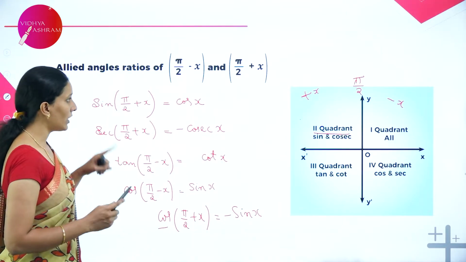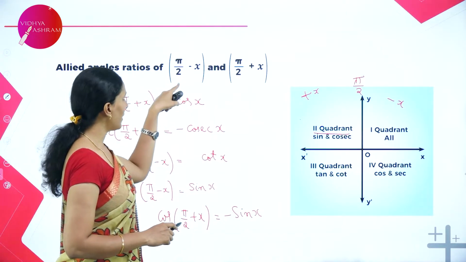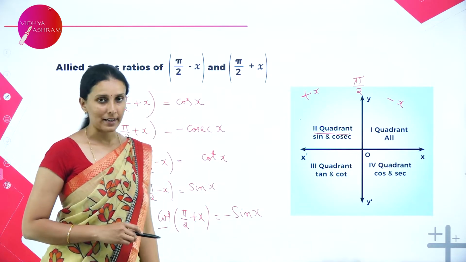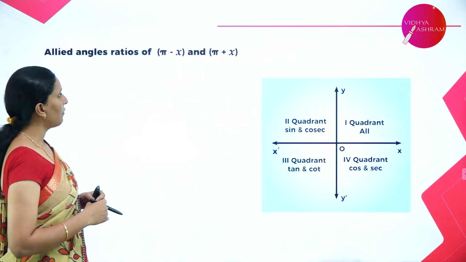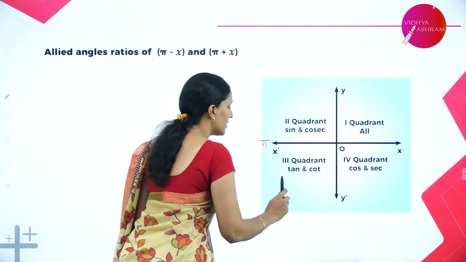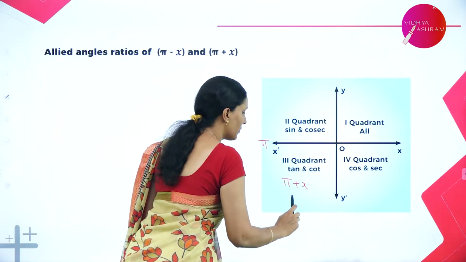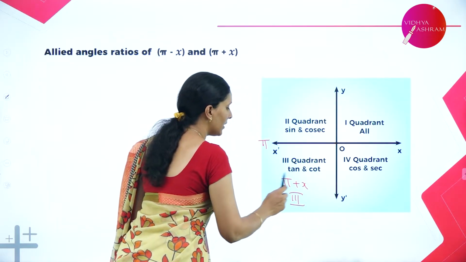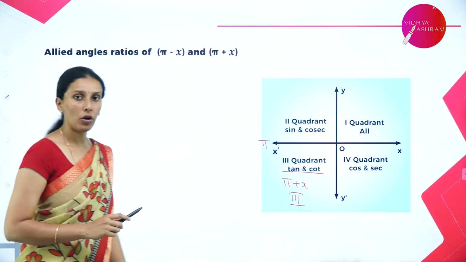So this is how we will define the function when we have pi by 2 minus x and pi by 2 plus x. Next, we have the allied angles in the form of pi minus x and pi plus x. So this is our pi. This can be taken as pi plus x, which lies in the third quadrant. In the third quadrant, only tan and cot are positive.